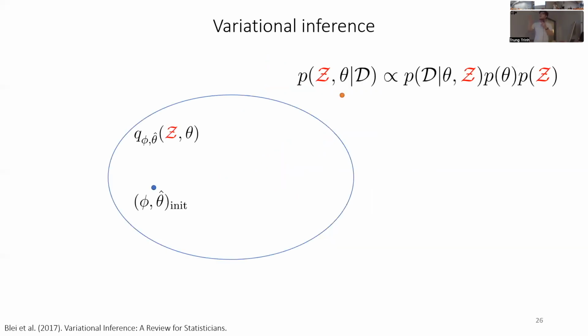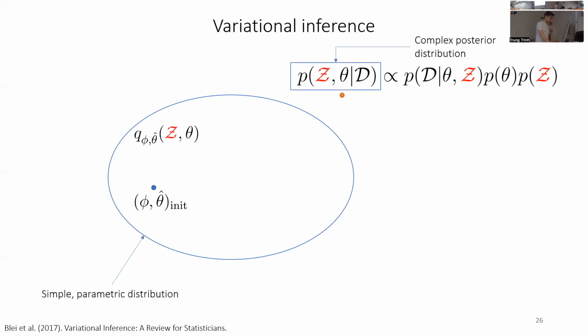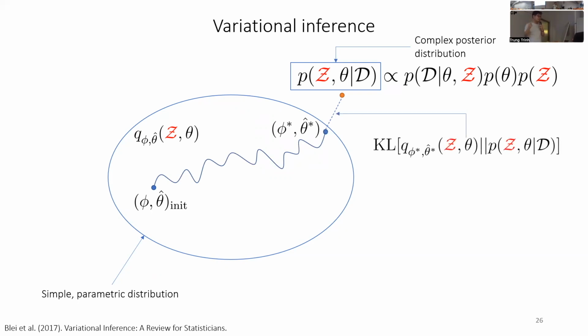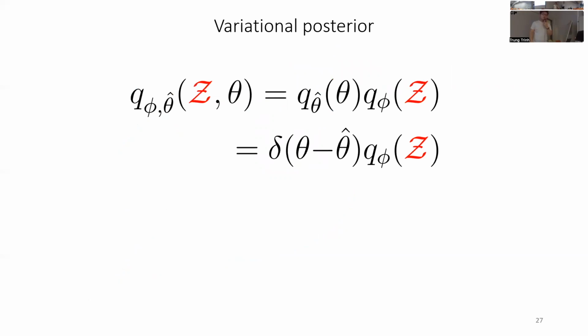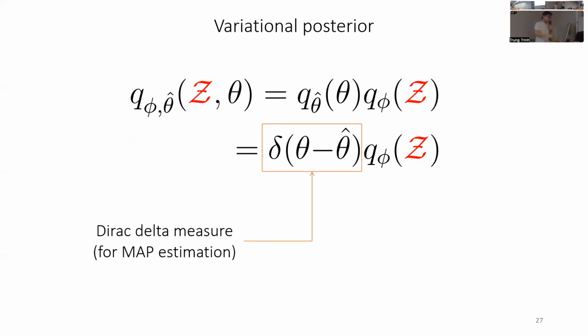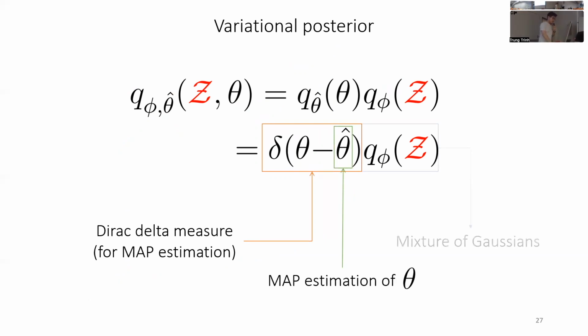In our paper, we use variational inference as the training method. We approximate the complex joint distribution of the latent variable Z and the weights and biases theta using a simpler parametric distribution Q, by finding the parameters of Q that minimize the forward KL divergence between Q and P using a gradient method. In our paper, we choose the variational posterior for theta as a Dirac delta measure to find the MAP estimate, and here we denote theta hat as the MAP estimate of theta. For the variational posterior of Z, we chose a mixture of Gaussians.